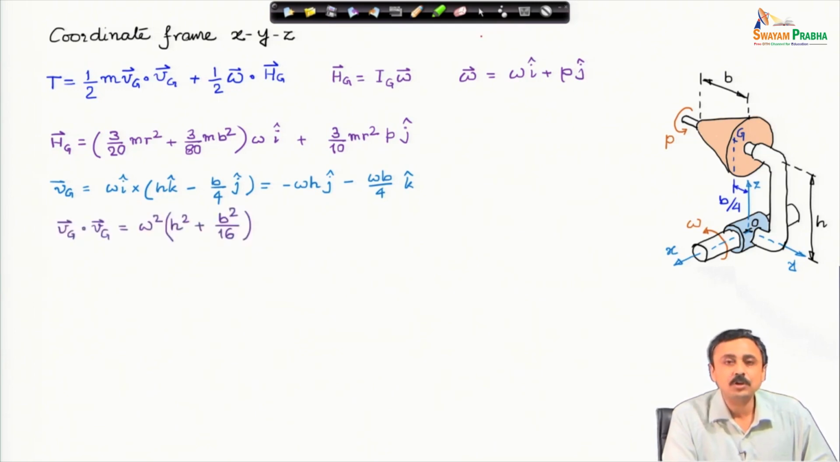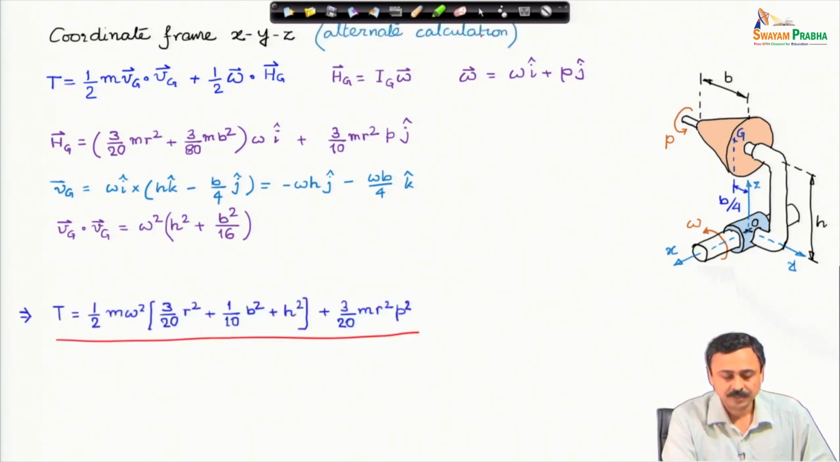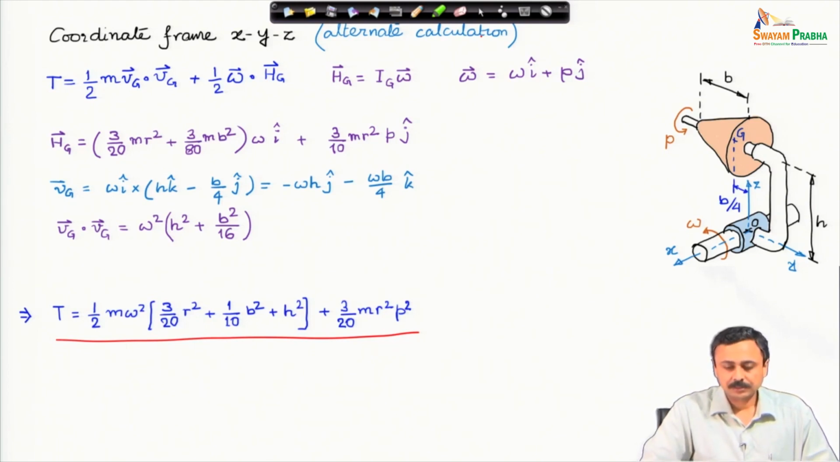We have to calculate Vg dot Vg, which is the magnitude of Vg squared, and this turns out to be omega squared times h squared plus b squared by 16. If you plug in all these expressions in the kinetic energy expression, you get back the same expression as we have derived before. So, we have found the kinetic energy expression in two ways, direct and using the expression for kinetic energy about a fixed point rotation.